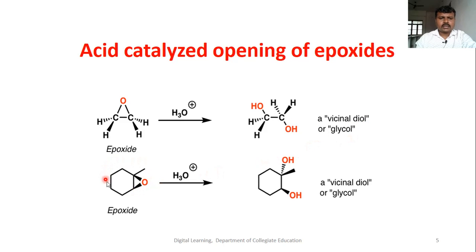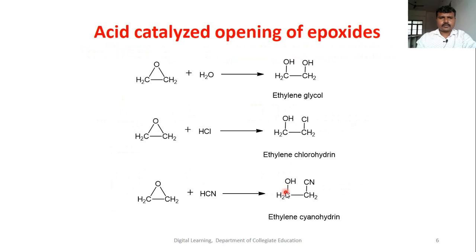This cyclic compound containing an epoxide undergoes ring opening in the presence of mild acidic conditions to give vicinal diol. Vicinal diol means the alcohol groups are present adjacent to each other. Epoxides also react with water to give ethylene glycol in the presence of acid. Ethylene oxide or epoxide reacts with HCl to form ethylene chlorohydrin. This epoxide also reacts with hydrogen cyanide to give ethylene cyanohydrin, as shown in the equations.